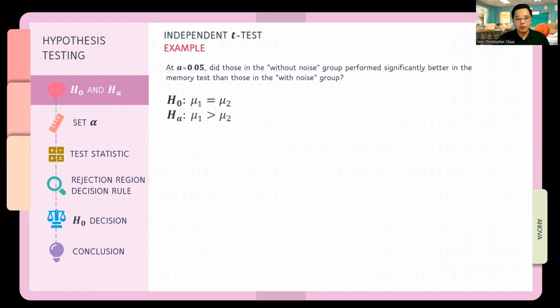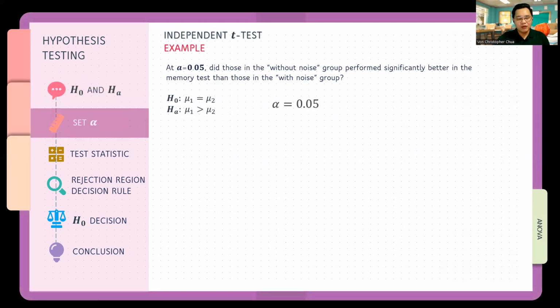The alternative hypothesis, of course, contradicts that again, but more specifically because the question is phrased to state that one group performed better than the other. More specifically, the without noise group performed better than the with noise group, then we say that mean sub 1 is greater than mean sub 2. So the first group is the without noise group, meaning mean sub 1 is the mean of the without noise group, and mean sub 2 is the mean of the with noise group.